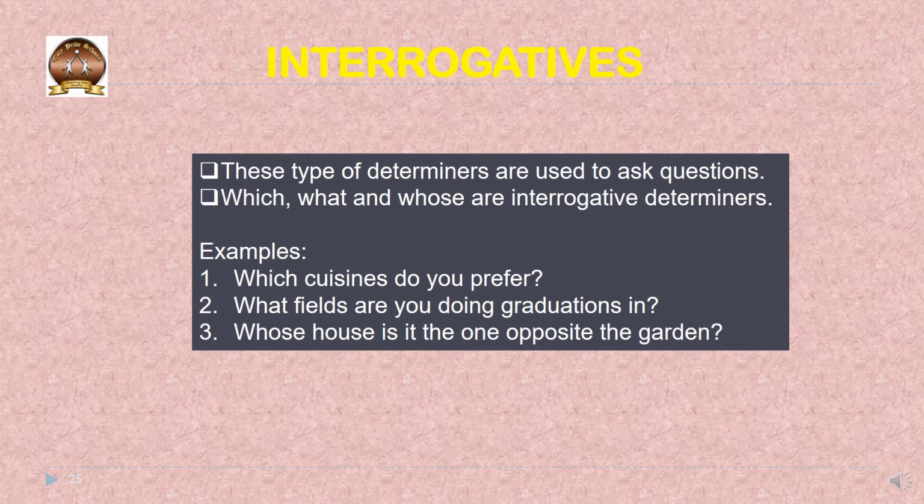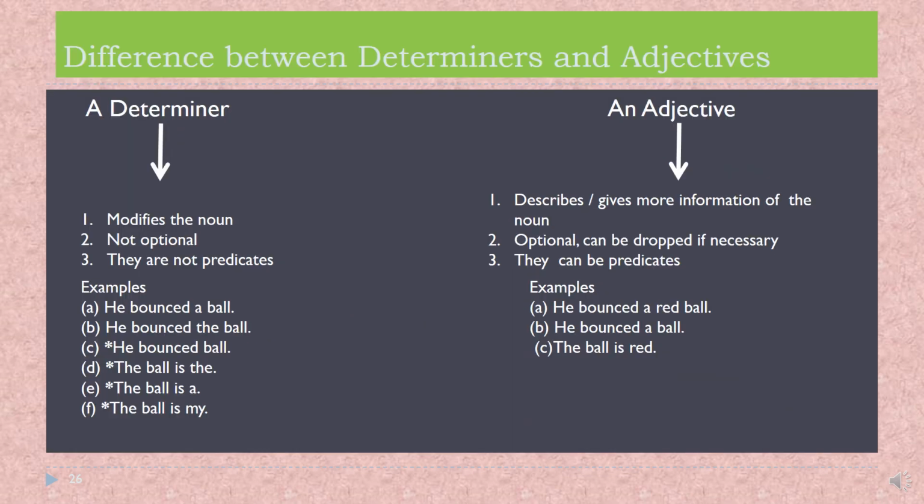Then you have interrogatives. These are used to ask questions like, which cuisines do you prefer? What fields are you doing graduations in? Whose house is it? The one opposite the garden? So which, what and whose are interrogatives or interrogative determiners.